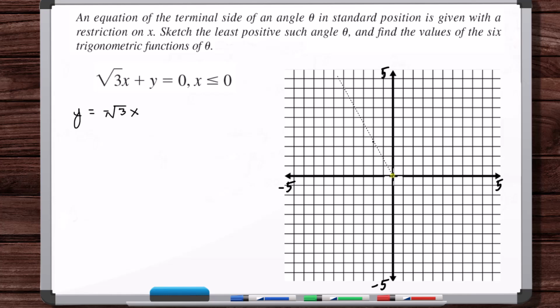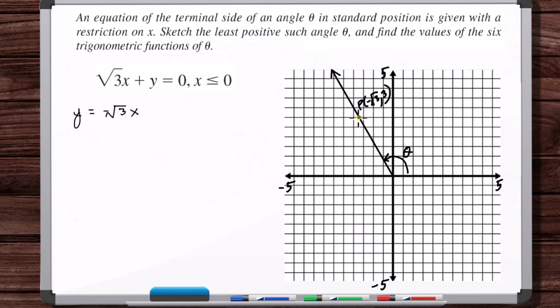Like that. Okay, so that constrains the angle. Okay, now let's pick a point. So let's do x is equal to minus root 3. And that means that y is going to be equal to positive 3. So 1, 2, 3. There's positive 3. And so there's minus root 3. So this point is minus root 3, 3.